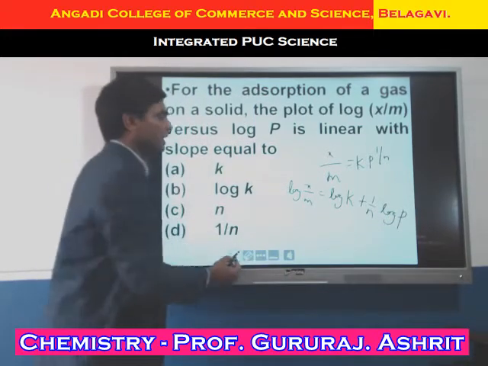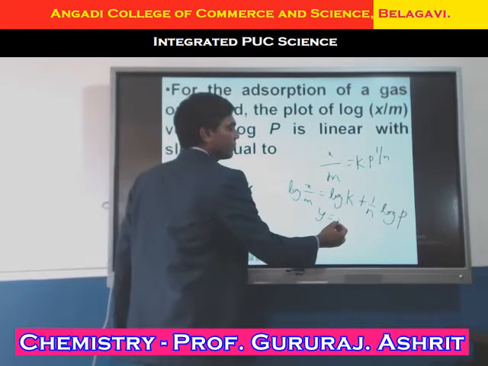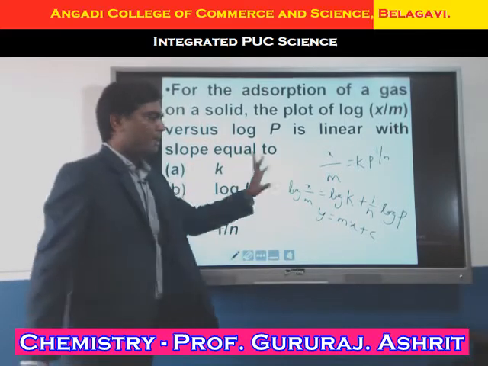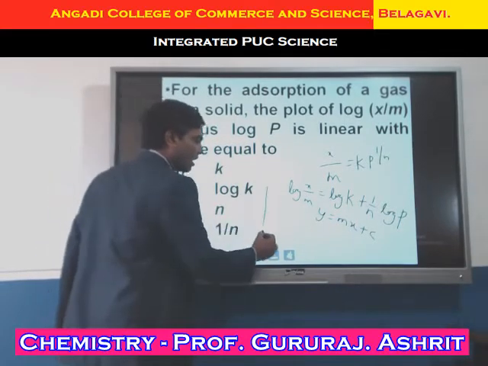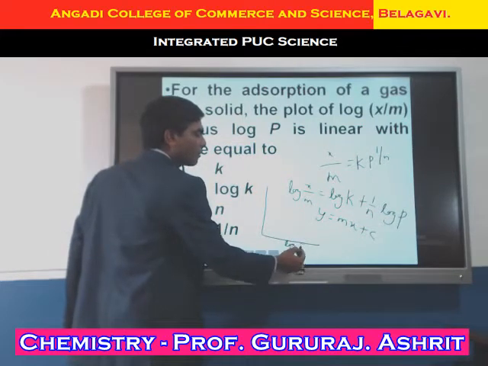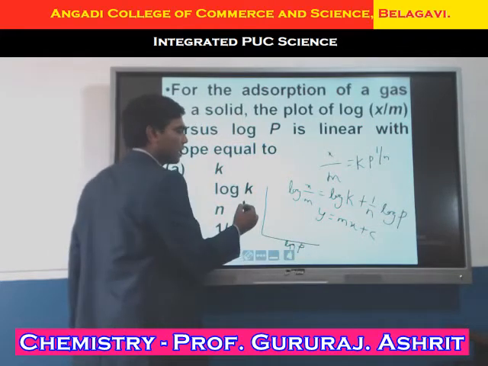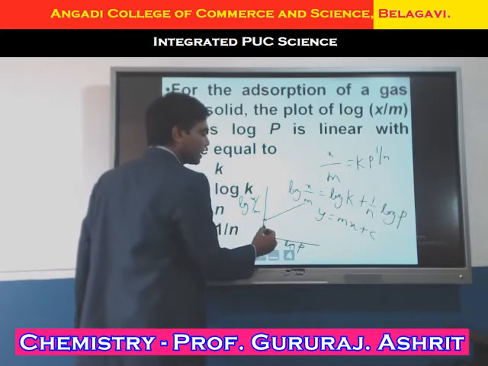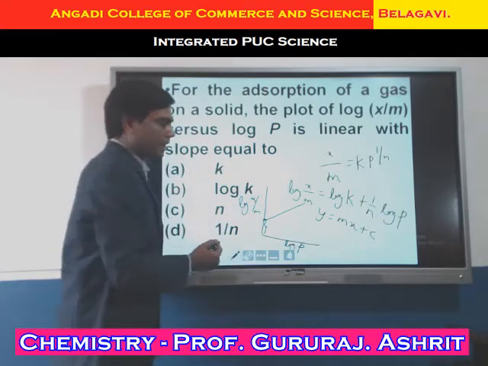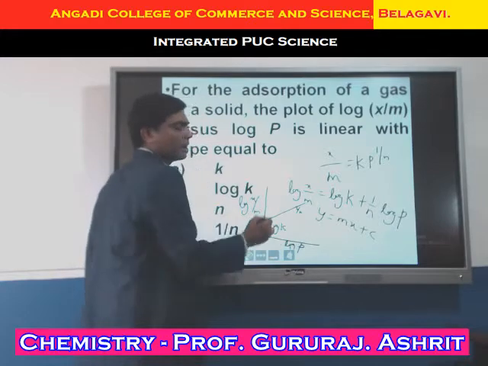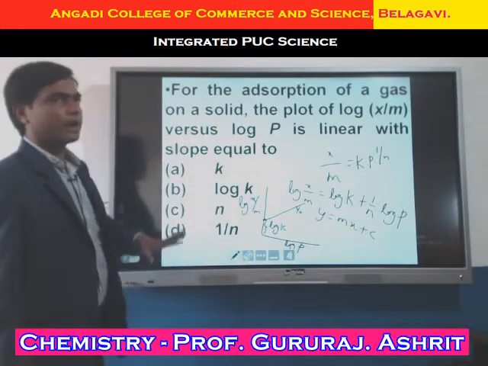And this equation is similar to the straight line equation y is equal to mx plus c. Therefore, if you plot the graph here, this is log p, that is the pressure, and this is log x by m, the extent of adsorption. When you draw the graph, the intercept is nothing but log k, and the slope will be 1 by n. So based on this one, you can answer the question.